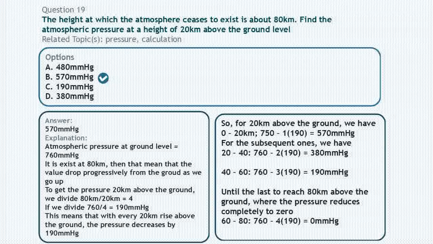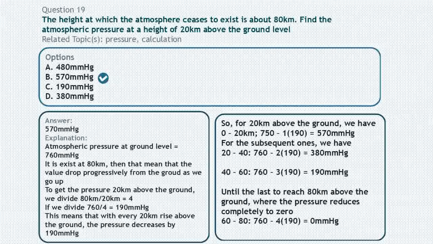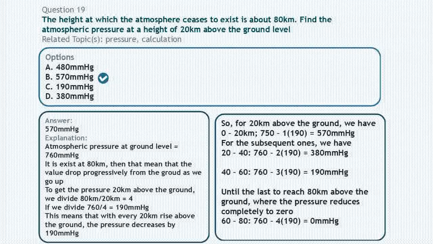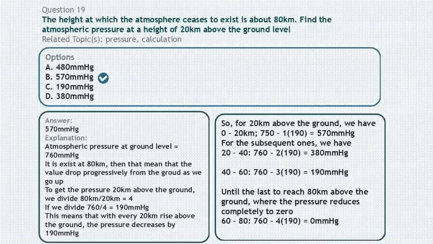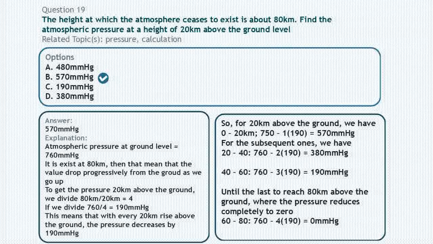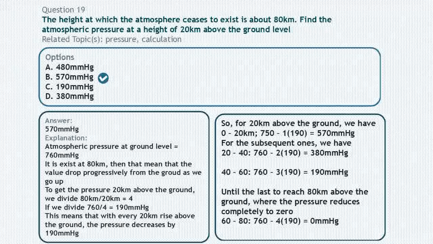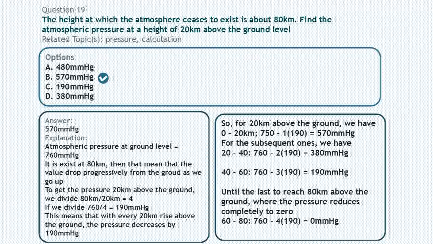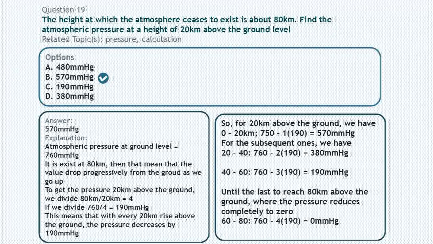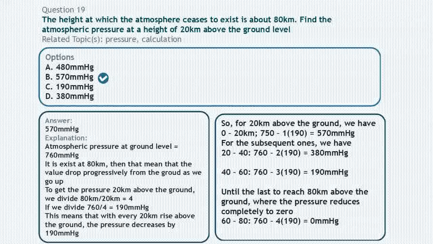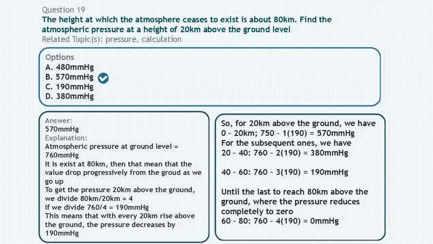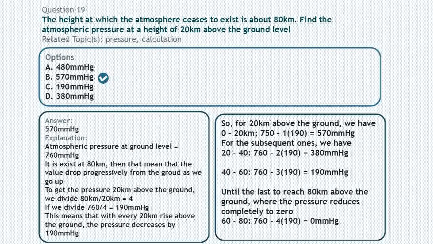So if you go up in the reverse order, if you go up a little, it will be 570 at that point. If you go up from 0 to 20, 570. Go up, 380, go up, 190. By the time you get to that 80 kilometer, it will be 0. So that is the range here. As you are going 20 kilometer above the ground, it is going to be 570.